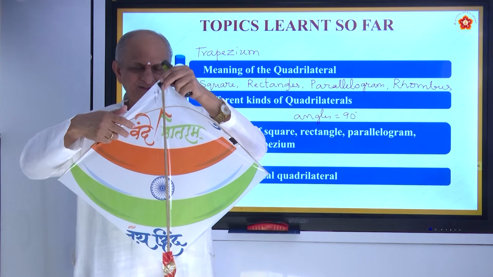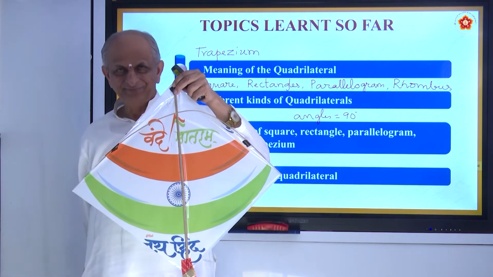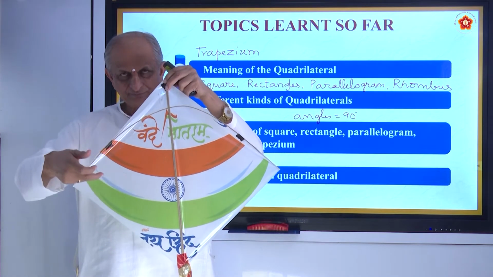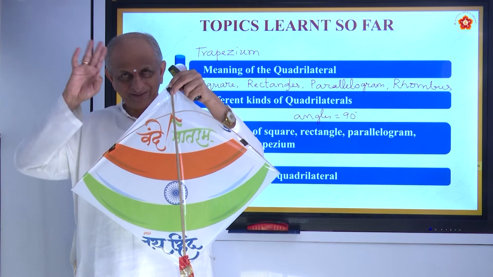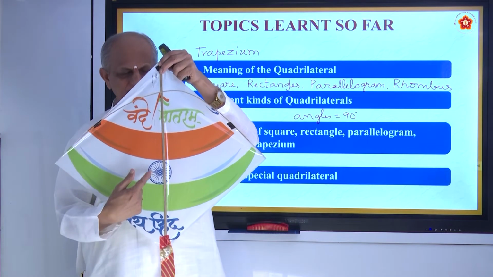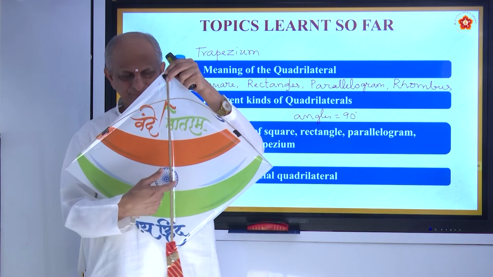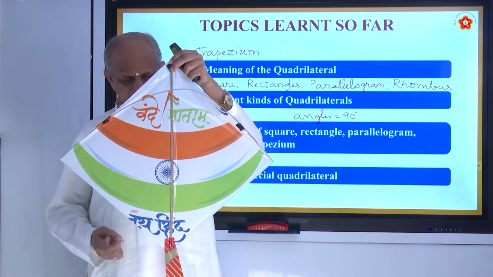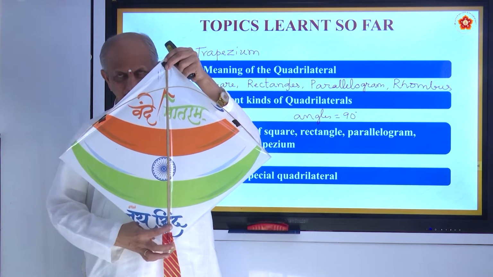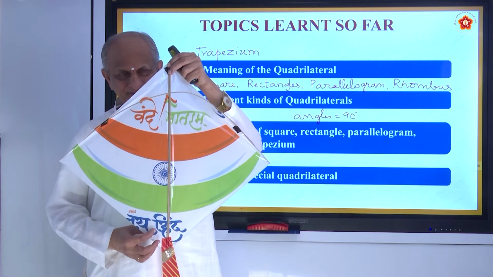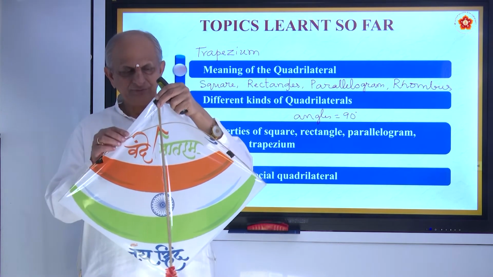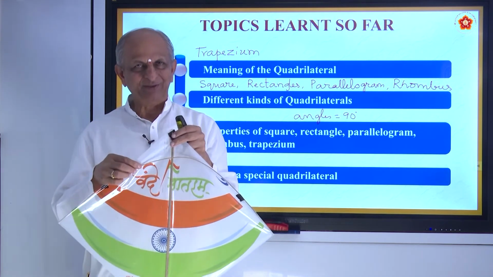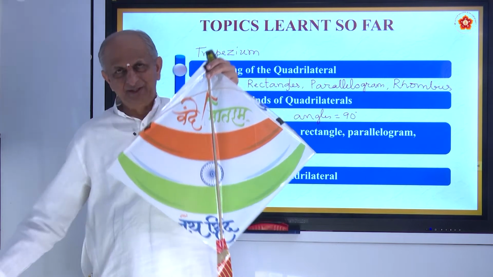This is called the Vande Mataram kite. You can have any other kites like that. Here, because there is a tricolor, you have to respect the national symbols. What is this here? It is nothing but the Ashoka Chakra consisting of 24 spokes. And what is written here? Jai Hind, is it not? So these are one type of kite. You can also make a better kite. It's a very simple one, and you can have a thread.